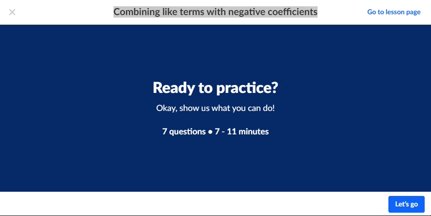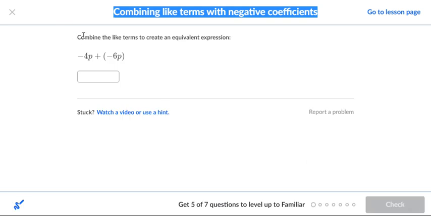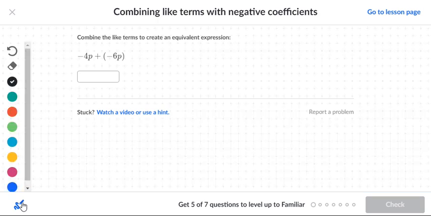Combining like terms with negative coefficients. Combine like terms to create equivalent expressions. So here they both have a letter P, so the only thing we have to do is take into account the -4 and the -6. So -4, -6, if you're talking about money, you borrow $4, you borrow $6. So now you owe $10.